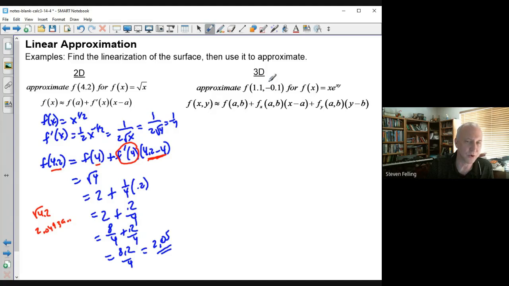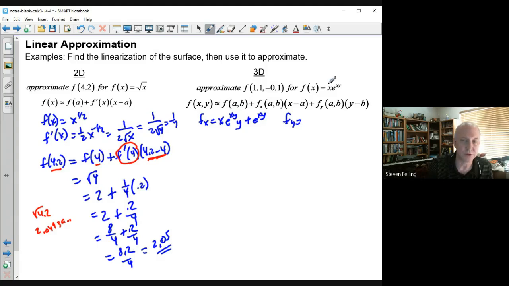So if we want to evaluate the function x times e to the xy at the point where x is 1.1 and y is negative 0.1, first of all, I can take the derivatives. The first thing I would do is fx. Here I'm going to need the product rule, I believe. So it's first times the derivative of the second, which is the copy, times the derivative of the inside, which is y, plus second times the derivative of the first, which is just 1. So there's fx.